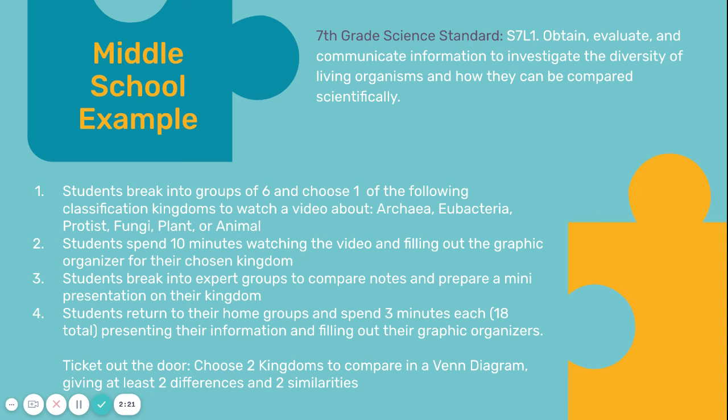And then a middle school example, I did it for 7th grade science classification unit. So each kid in the group, based on interest, would pick a kingdom to research about. They break out into their expert groups, compare notes, fill out their graphic organizer, and then come back into their home-based groups and teach each other about the different kingdoms.